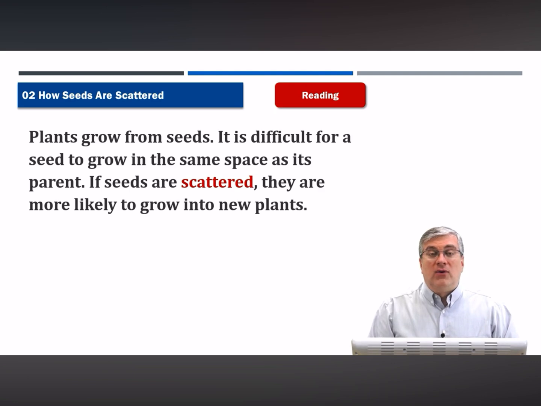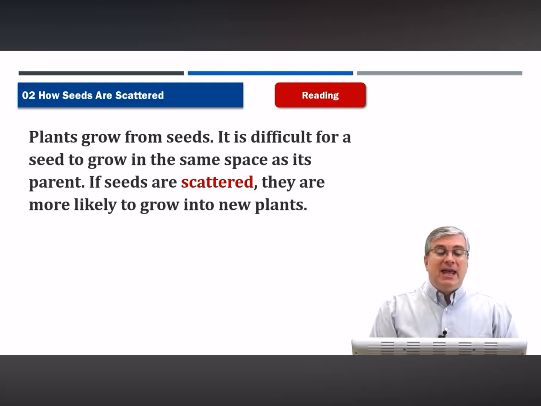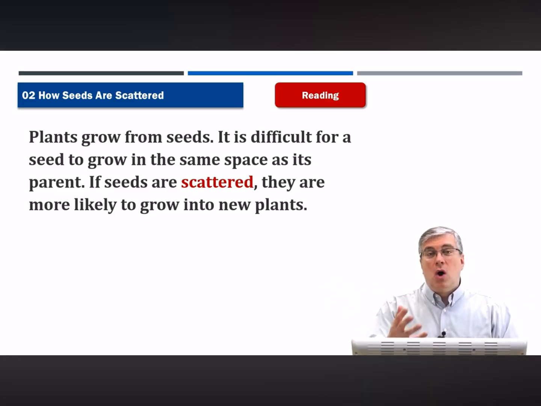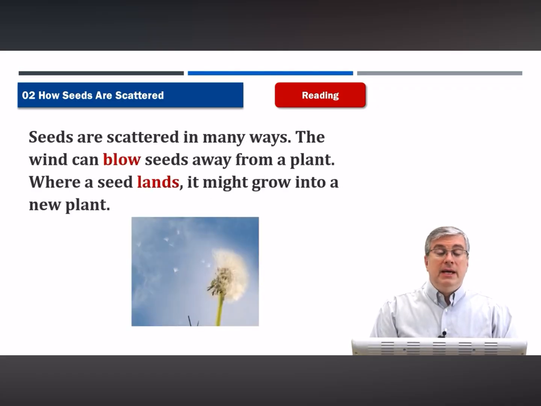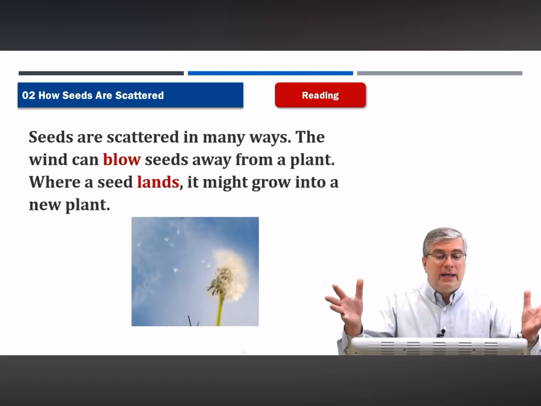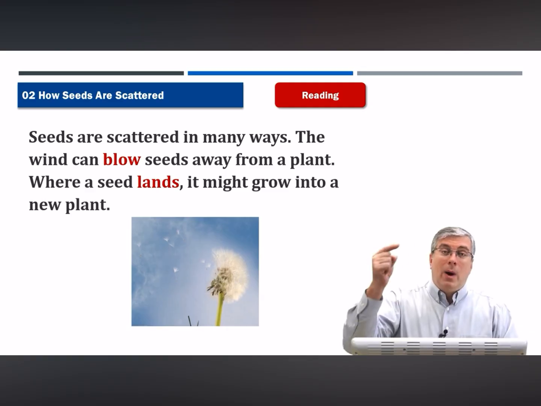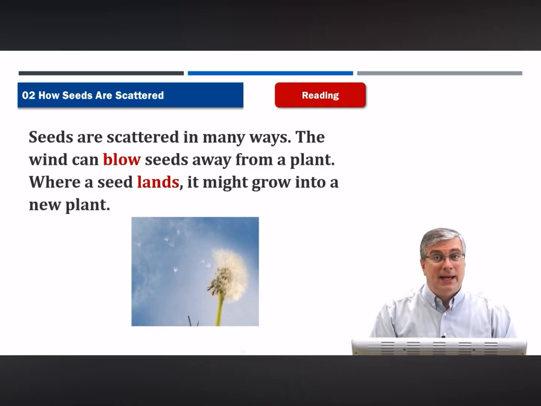Plants grow from seeds. It is difficult for a seed to grow in the same space as its parent. If seeds are scattered, they are more likely to grow into new plants. Seeds are scattered in many ways. The wind can blow seeds away from a plant. Where a seed lands, it might grow into a new plant.